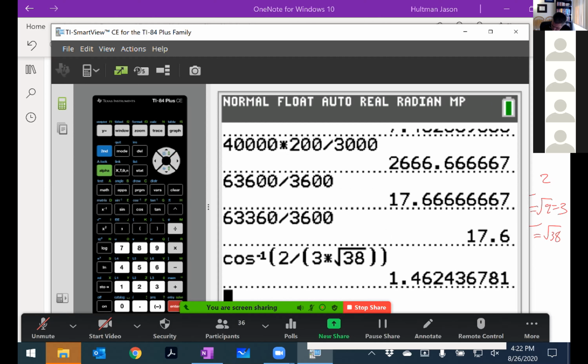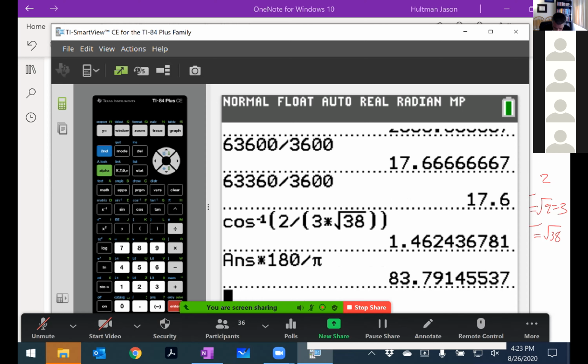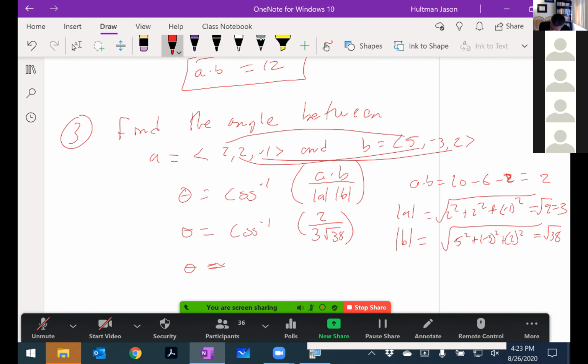What's that in degrees? Let's multiply this by 180 over pi, right? I'm getting 83.4. Or sorry, 83.8 degrees. Yes, I agree. Okay, perfect. So this is going to be 83.8 degrees.